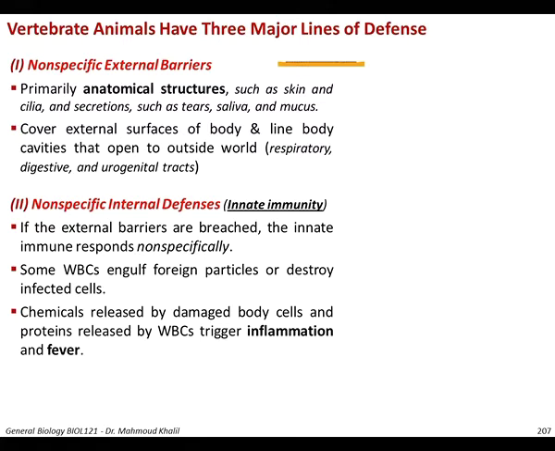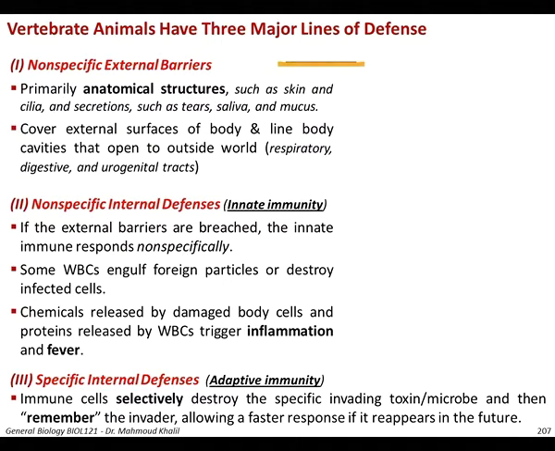Chemicals released by the damaged cells and the proteins released by the white blood cells can trigger two important mechanisms. We'll talk in detail about these two mechanisms, fever and inflammation, in the coming slides. Fever and inflammation are triggered by chemicals released by damaged body cells or proteins released from the white blood cells.